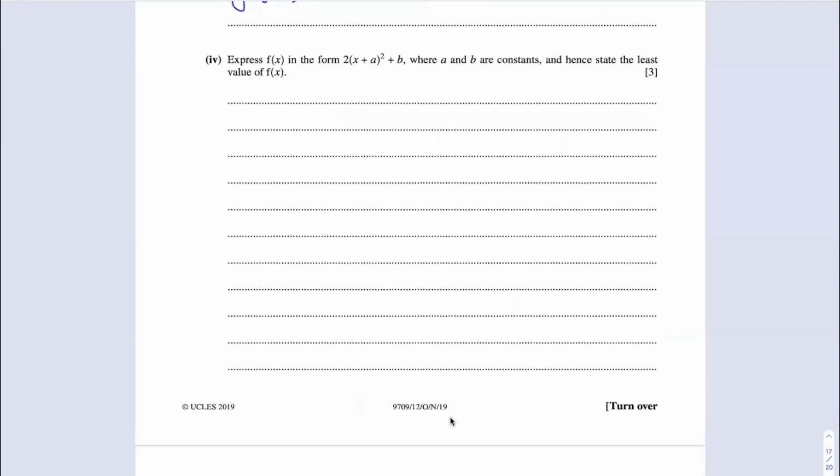In part 4, we have to express f of x in the form 2 times (x plus a) whole squared plus b. So the easiest way of converting into this form is, first we can expand this expression, which will become 2 into x squared plus 2ax plus a squared, plus b. Simplifying this will become 2x squared plus 4ax plus 2a squared plus b. Now to find the values of a and b, we can compare this with the original function f of x, which is 2x squared plus 8x plus 1.